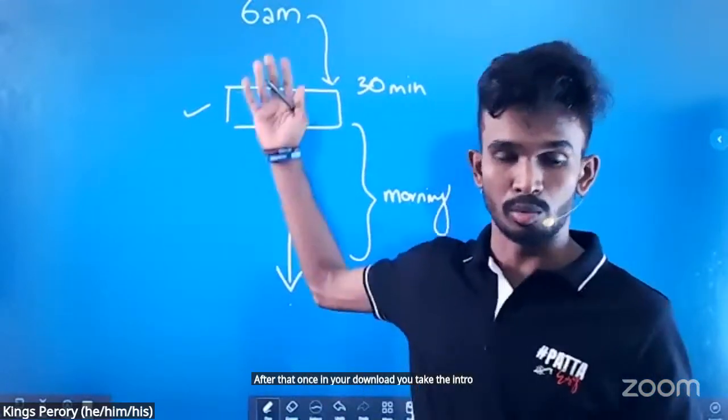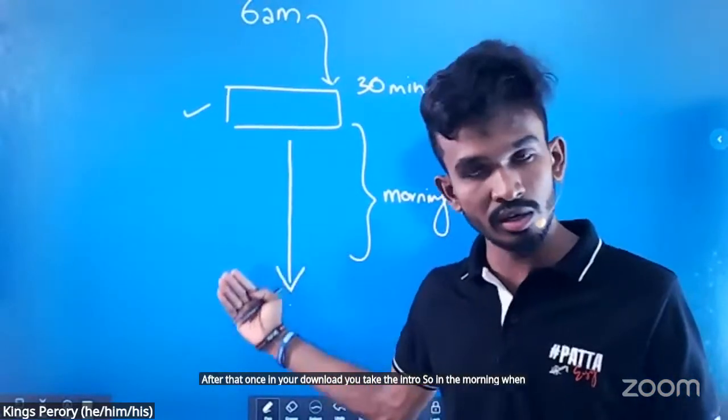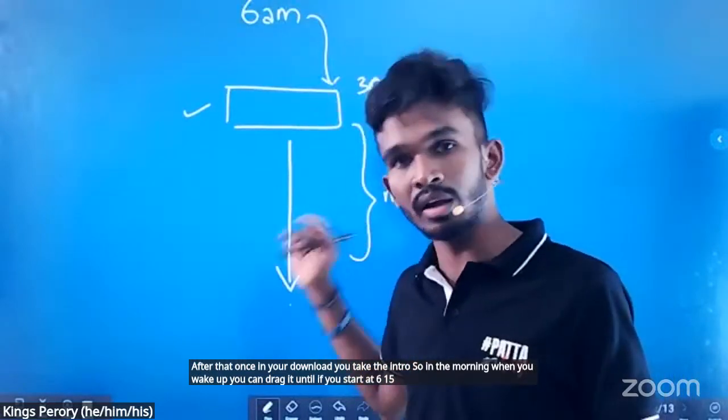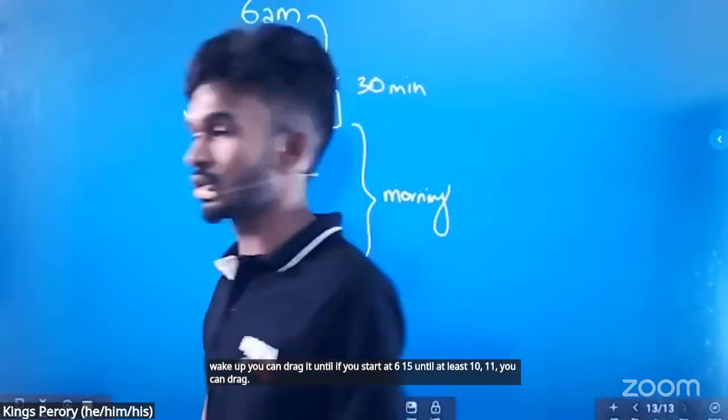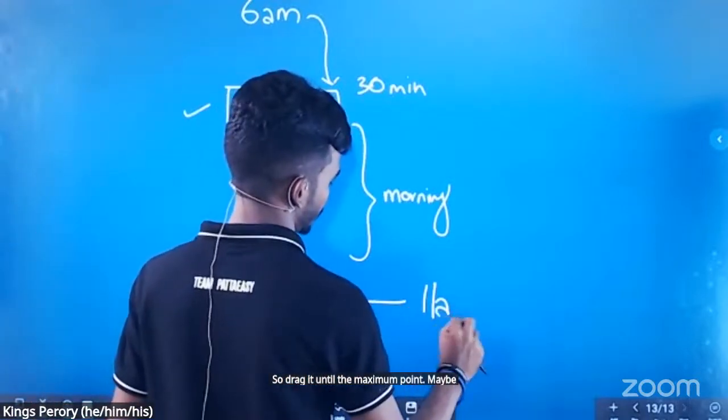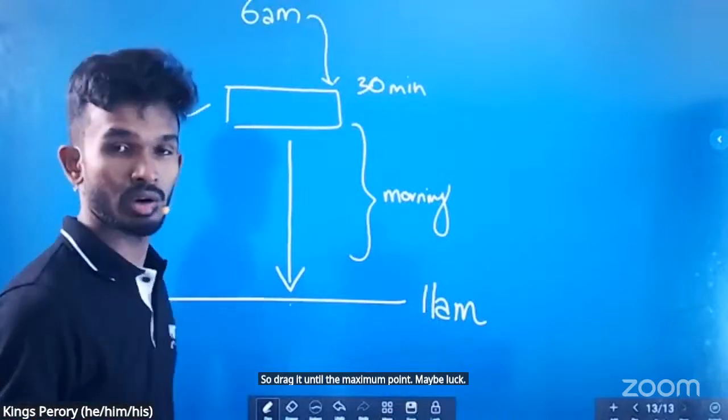So drag the morning when you wake up. If you start at 6:15, you can drag it until at least 10 or 11. Drag it until the maximum point. Maybe 11. Or then put it down.